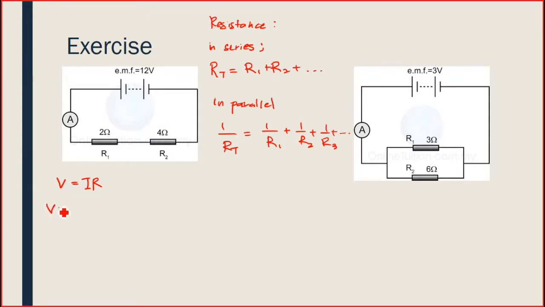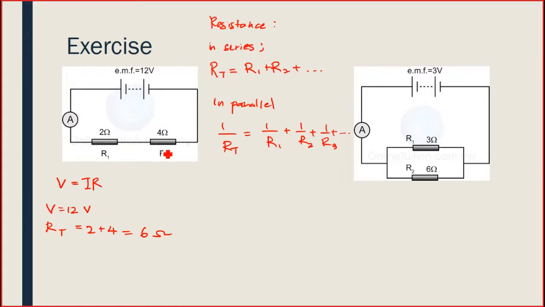So voltage is 12 volt. And for the resistance, you need to use the total resistance, R total. How do you get R total? R1 is 2, R2 is 4, so 2 plus 4 is 6 ohm.